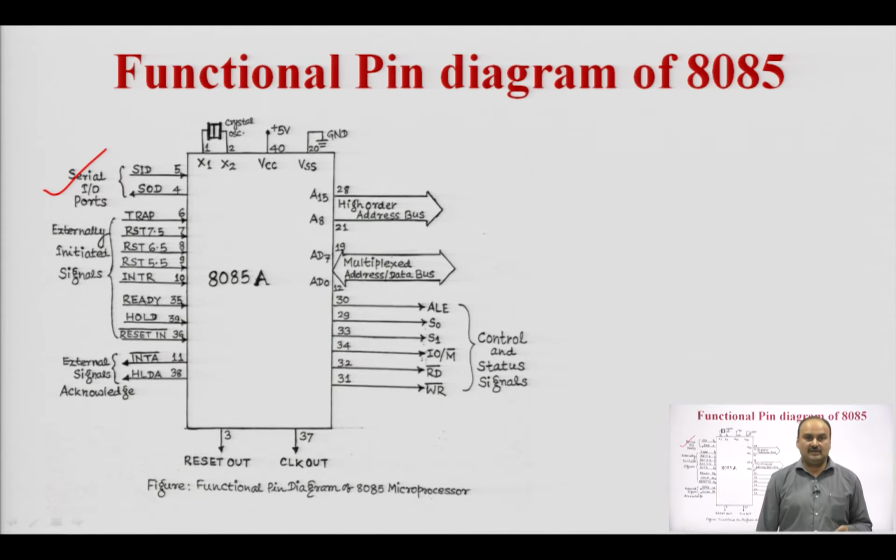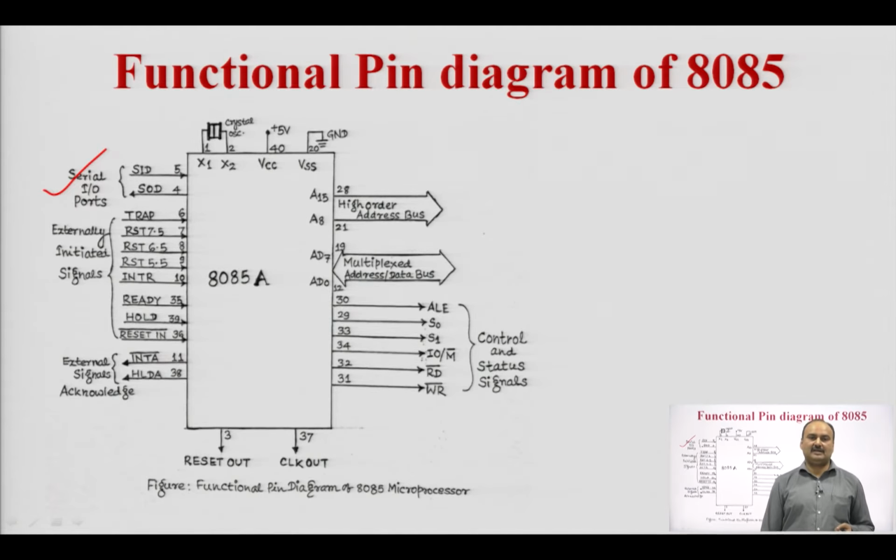The control signals are used to control the operation of the microprocessor. The control signals are the memory read signal, memory write signal, input output read signal, and input output write signal. These signals can be generated with the help of the read and write control signals of the microprocessor and the input output memory signal. The status signals, that is S0 and S1, along with input output memory, give the status of the information or the operation performed by the microprocessor.